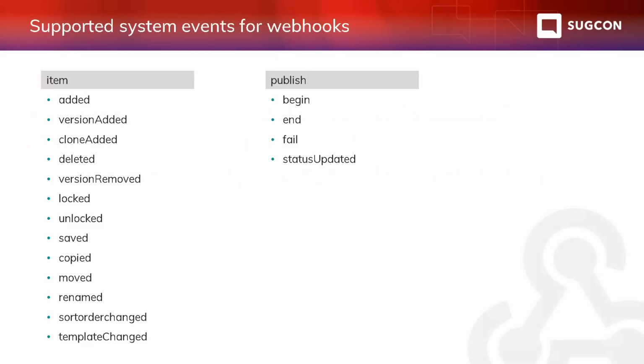And we do have a lot of system events. Not going to go through them all, but you can see, you can almost observe any change of an item in Sitecore, and you can also follow the publish events. And it's up to you if you only wait for a publish end event or if you really want to know what's happening and if there's maybe any failing events or other status updates.